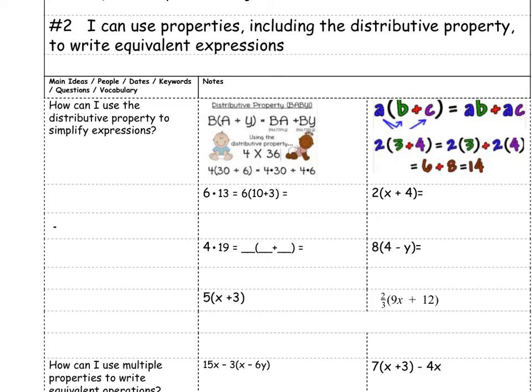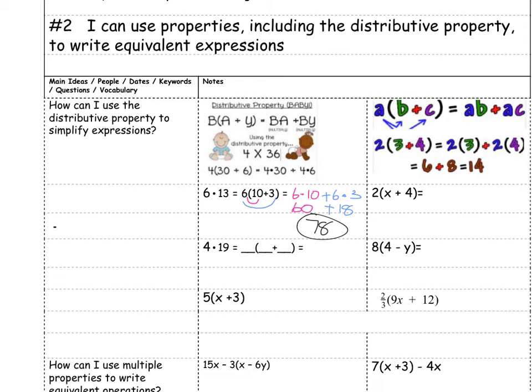So let's practice that. So we have 6 times 13. That's also like saying 6 times (10 + 3). So now I can think about what that means to be distributed. That means that I have 6 times 10, and I also have 6 times 3. So in other words, I have 6 times 10, which is 60, and then 6 times 3, which is 18, and 60 plus 18 is going to give me 78.